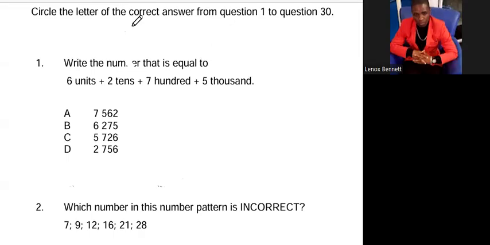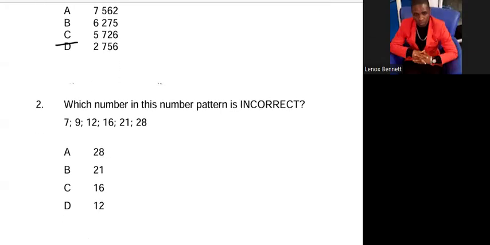Alright, circle the letter of the correct answer from question 1 to 30. If you write the sum of the number that is equal to 6 units, 2 tens, 700, and 5,000, already we know that it should be 5,000. So I think that's going to give away the answer. This can only be C, right? Right, let's move on to number 2.